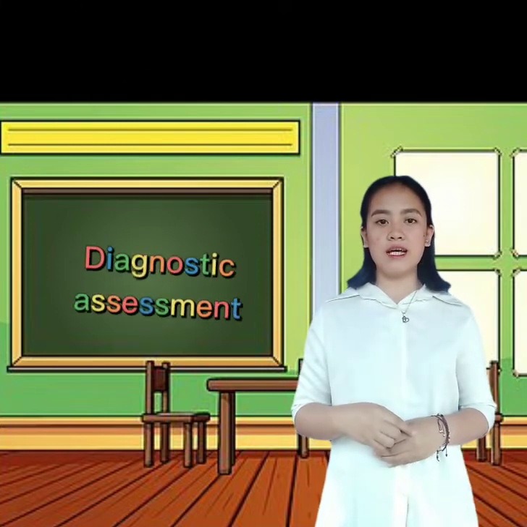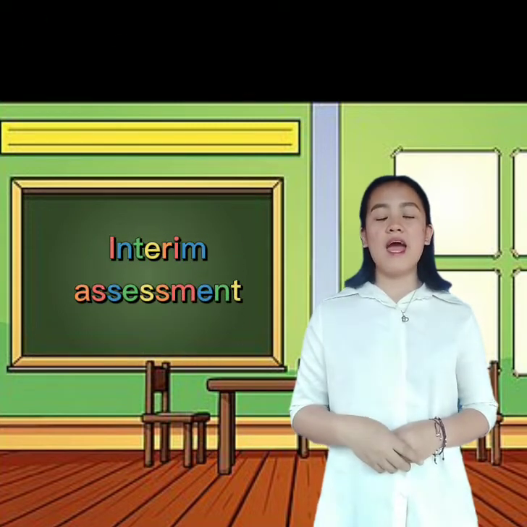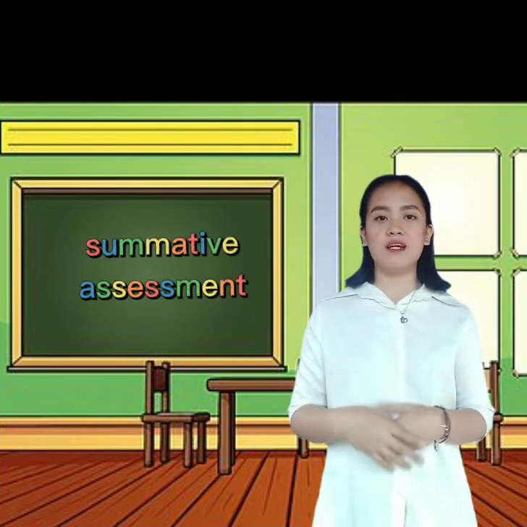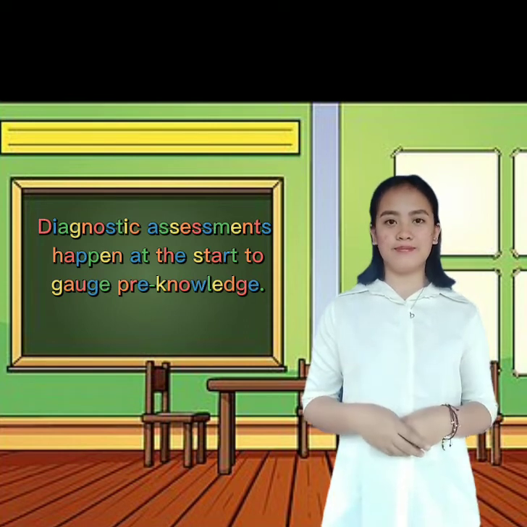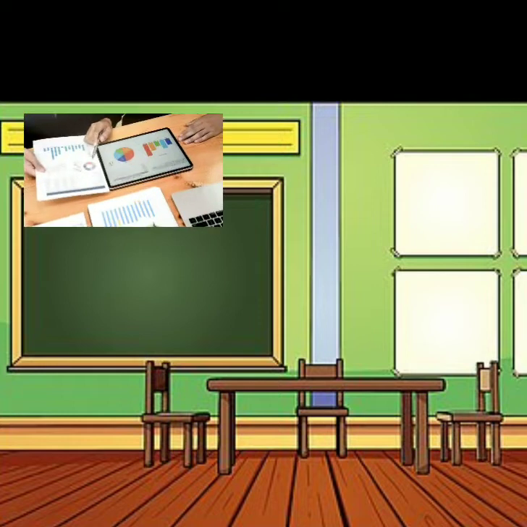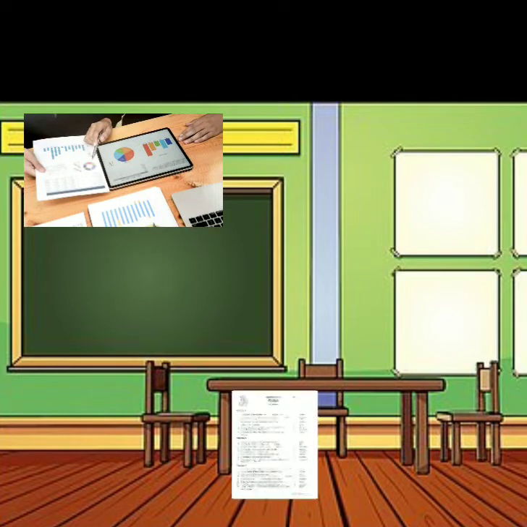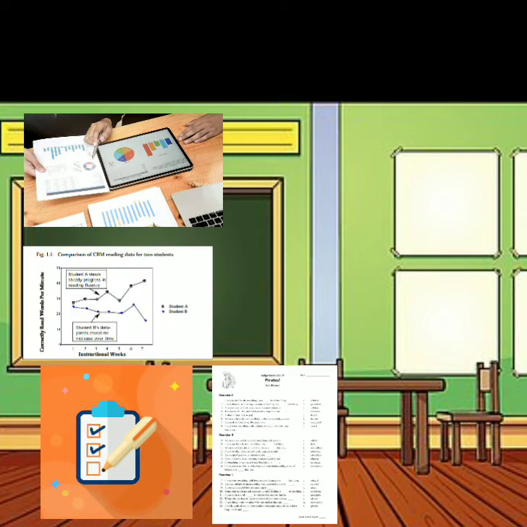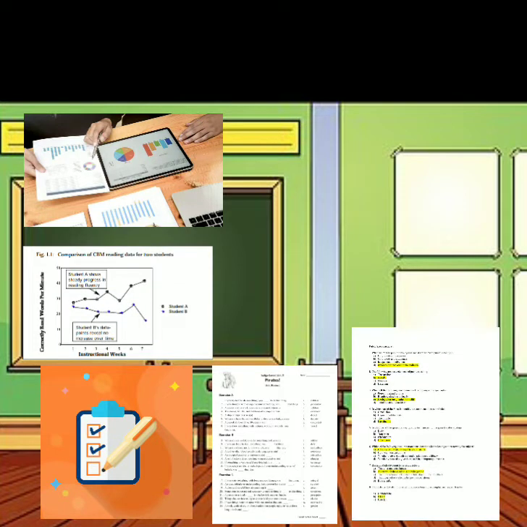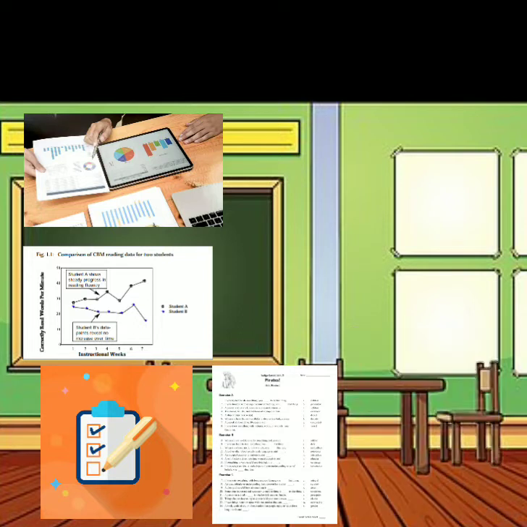First, diagnostic assessment. Second, formative assessment. Third, interim assessment. And lastly, summative assessment. Diagnostic assessment happens at the start to gauge pre-knowledge. Here are the examples: surveys and questionnaires, unit pretest, checklist, curriculum-based measurements, impromptu quiz, and entry slips.